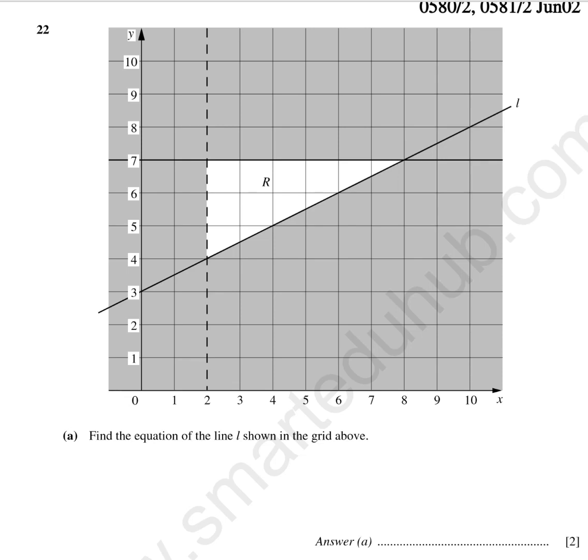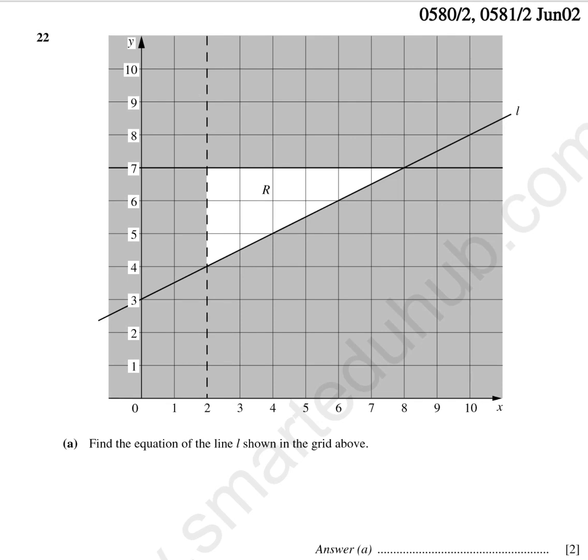In today's video, I shall explain to you how to solve application-based questions on inequalities. So let's begin. This question has been taken from May June 2002, paper number 2, and this is question 22. Now, as you can see, there's a graph given and there's an unshaded region over here. So let us read what the question is asking us to do.